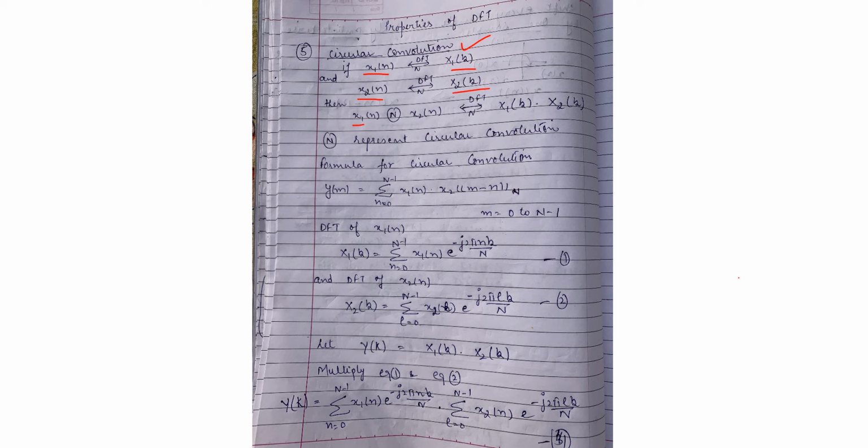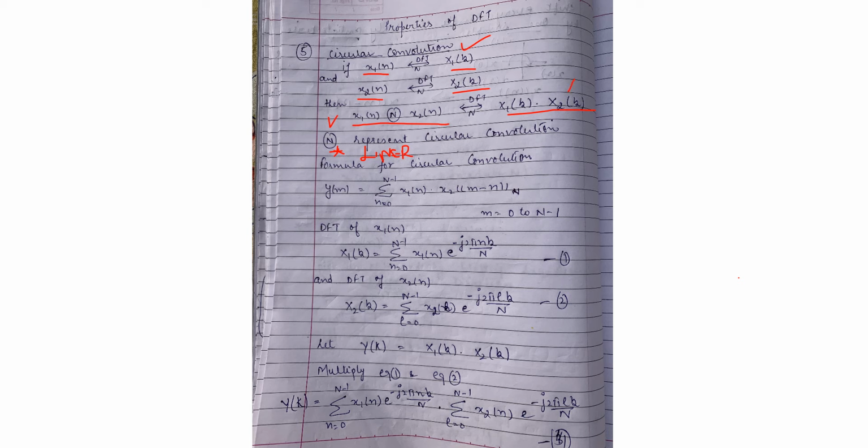The circular convolution of two sequences x1 of n and x2 of n is represented by the circle sign. The star sign represents linear convolution, and this circle sign represents circular convolution. The circular convolution of x1 of n and x2 of n is equal to X1 of k into X2 of k. It means convolution in the time domain is equal to multiplication in the frequency domain.